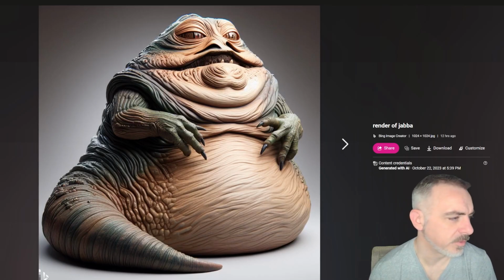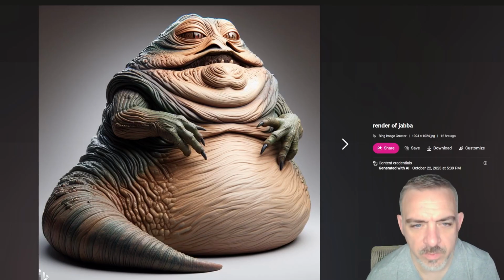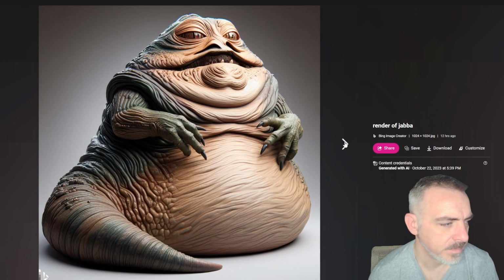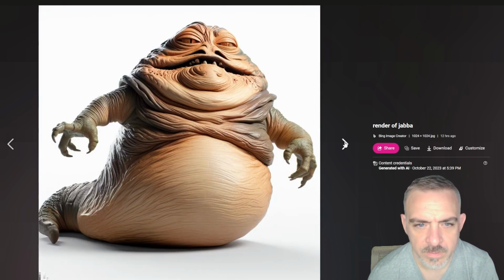There we go. Here's the first one. Some weird things going on with his teeth and mouth. I'm not sure what's happening there. His eyes look kind of funky, but overall, this is not a terrible looking image of Jabba.